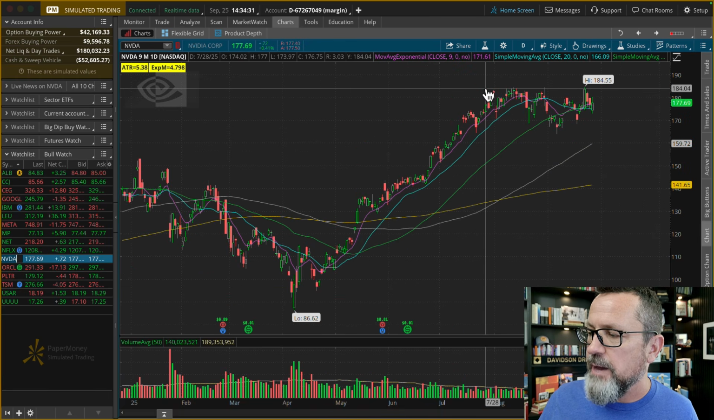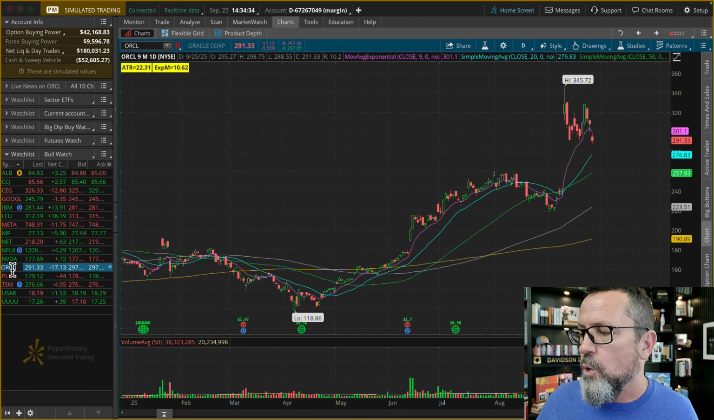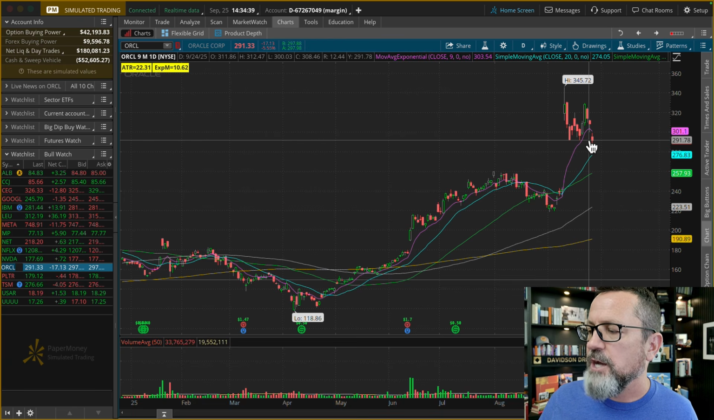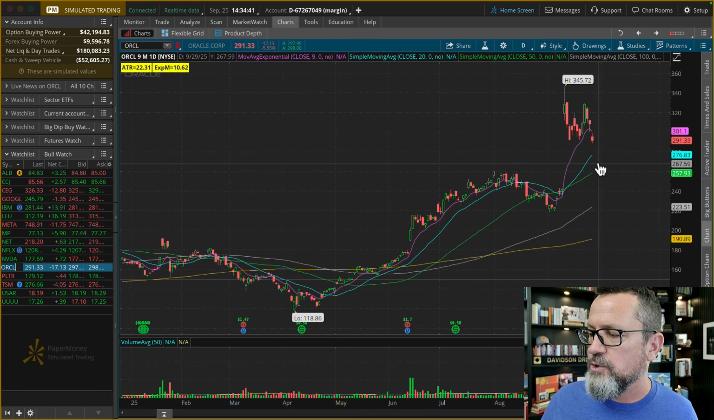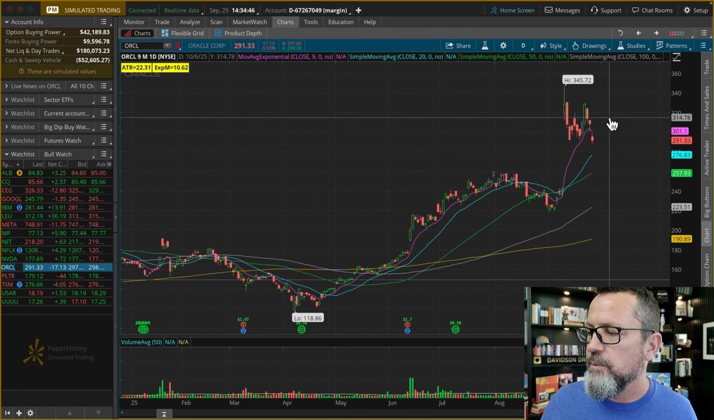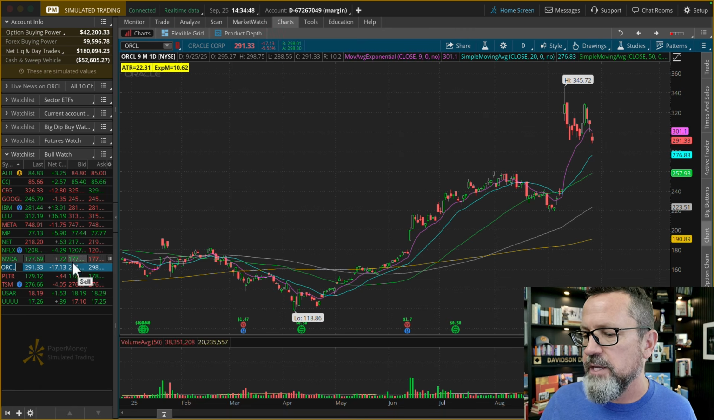NVIDIA, we already talked about. I love NVIDIA for a breakout. Oracle just popped up on big news and is retesting that zone. I want to watch this price action. If it pulls back down into a dip, I can buy it on the discount, or I can watch and see if it starts to build up some momentum to the upside again.